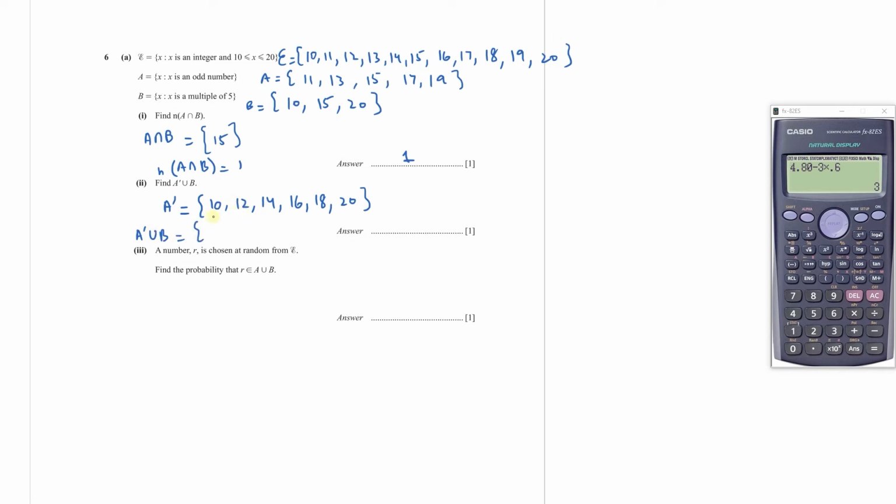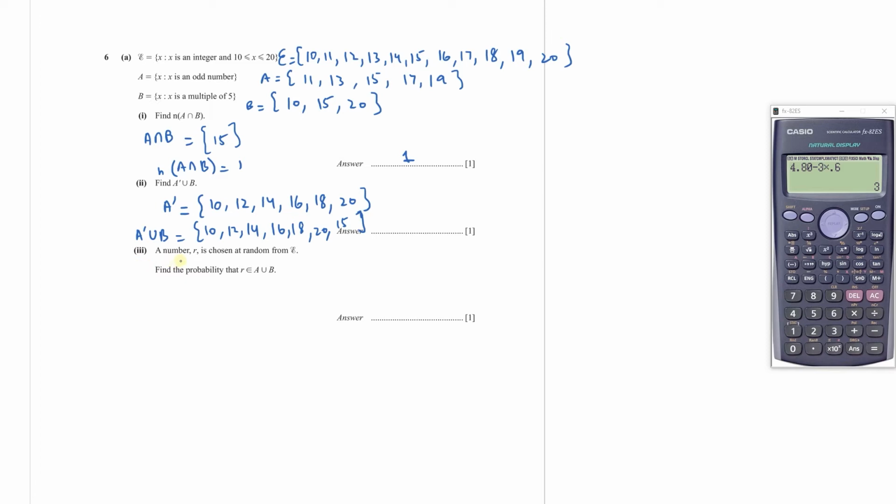So you can write down all of these numbers first and then write down all the numbers in B, making sure you do not repeat any. So I'll write down these, and then in B I have 10. I've already written 10. 15 is not there, so I'll write 15. 20 is already there. So this will be your answer: 10, 12, 14, 16, 18, 20, and 15. These are all the numbers that are present in A complement union B.